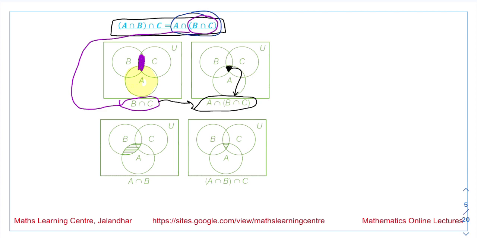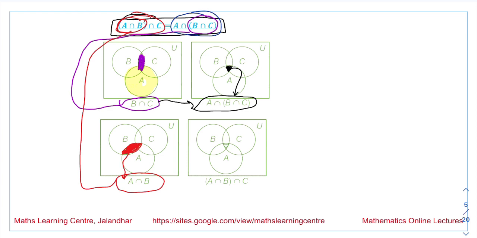Similarly, if we consider the left hand side of this equation, first of all we have to calculate A intersection B. So this region we have is A intersection B.